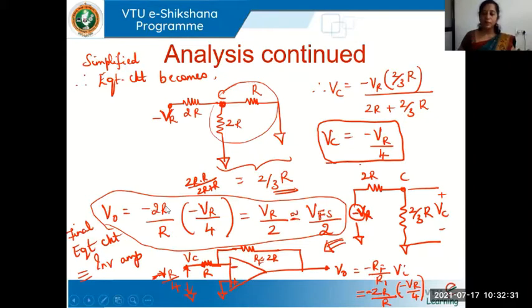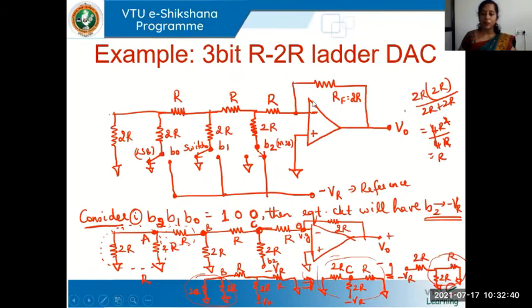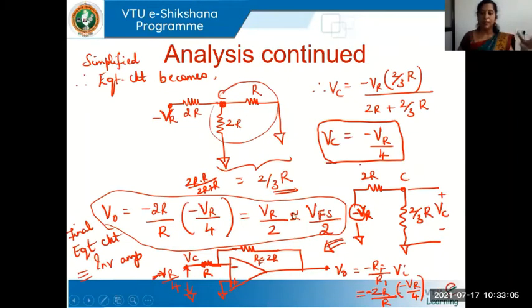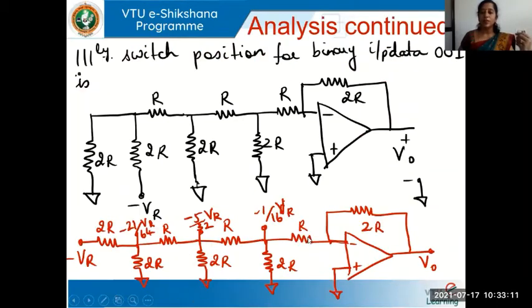If you have any doubts in this derivation, please ask, because this is how you will do it for a 4-bit also. So I have shown you the derivation for finding the output voltage in a 3-bit R2R ladder DAC for one input condition. Even when asked in the exam, you will do it for one input condition and then you will generalize for the remaining. If they ask you to derive it only for one condition, show how the output voltage will be VR by 2 or VFS by 2. And next we can generalize.